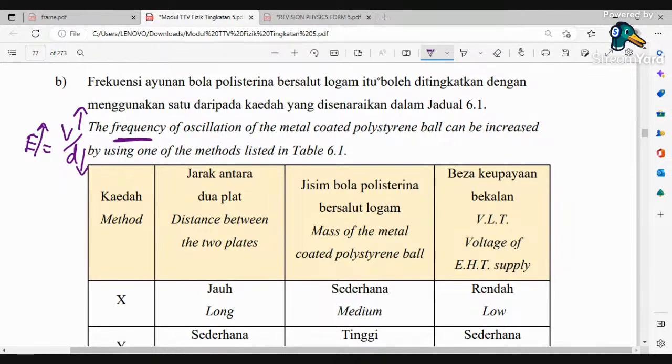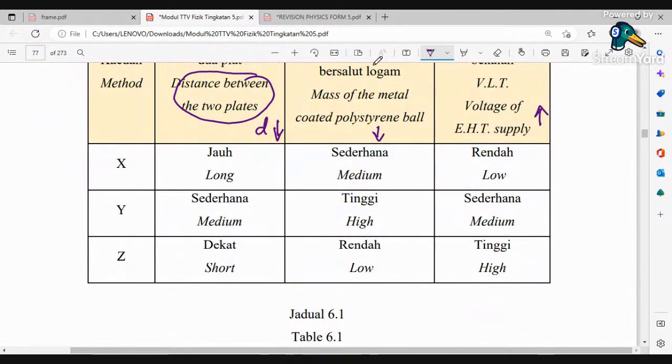Okay, jadi kita tengok sini method. Distance between two plates. Ini ialah D tadi. Kita nak dia lower. Mass of metal coated, kita nak dia oscillate, frequency increase. Maksudnya oscillate lebih laju. So mass must be lower. So EHT power supply must be high. Okay, let's try to check which one is suitable.